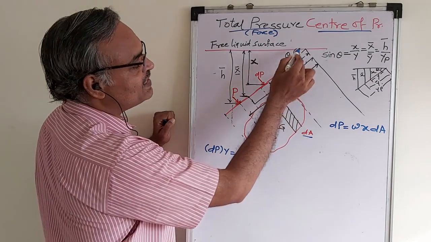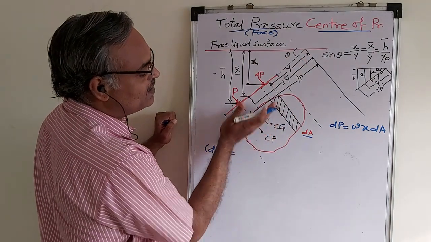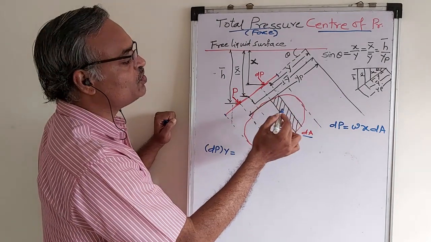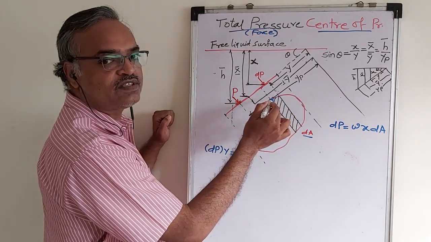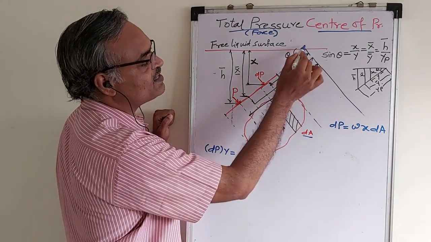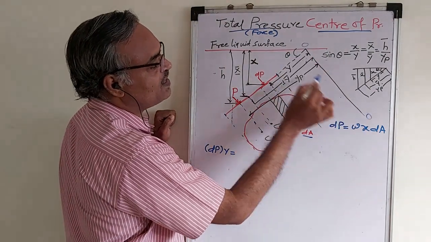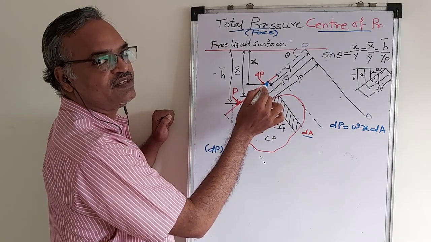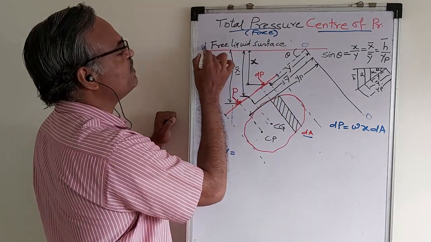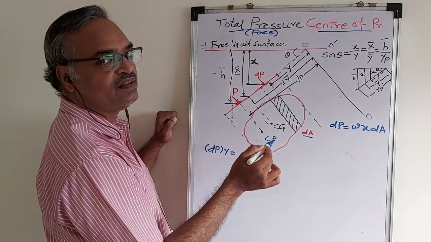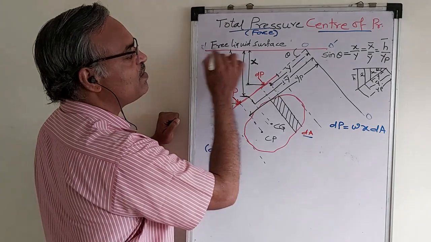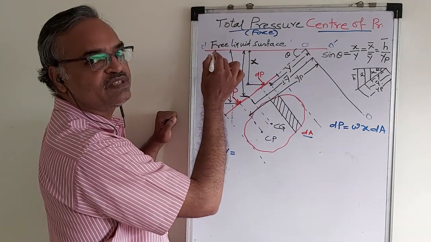We have considered another axis which is parallel to this strip, and we have shown the distance of this strip from this axis, let us say OO, as y. See here, this is inclined to this O' line, right? And this particular point is at a distance x from this free surface.